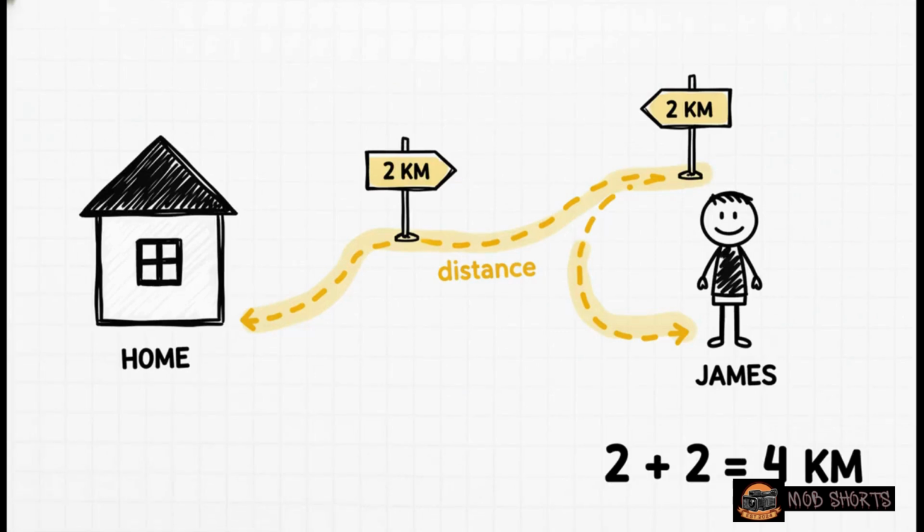Here, let's make this super clear with a quick example. Let's say a guy named James walks 2 kilometers from his house. Then he turns right around and walks those same 2 kilometers back home. So what's his total distance? Easy, right? 2 kilometers out, 2 kilometers back, his total distance is 4 kilometers.